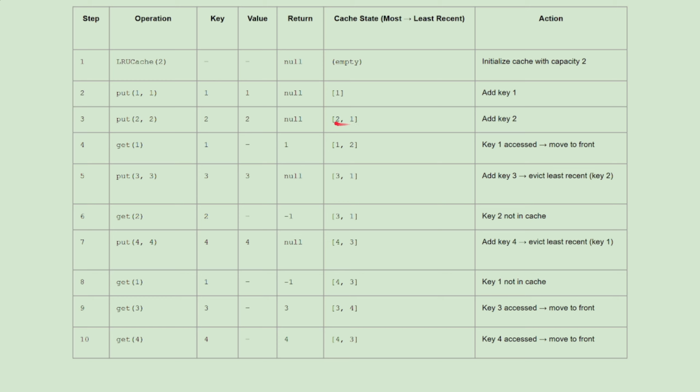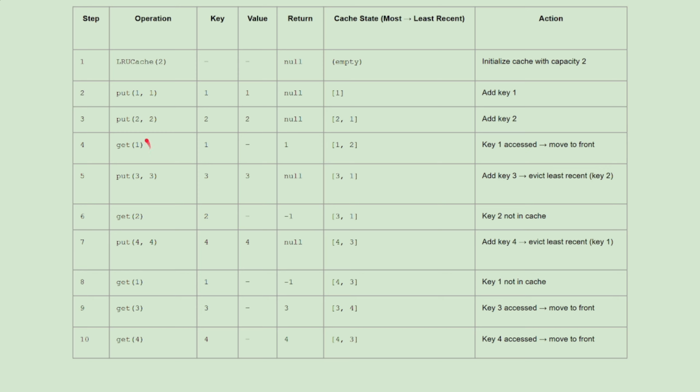So if the capacity exceeds further from this, the capacity was 2, and we have already added 2 and 1. So now we cannot add anything further in this cache because the cache capacity is 2. We cannot add more than 2.